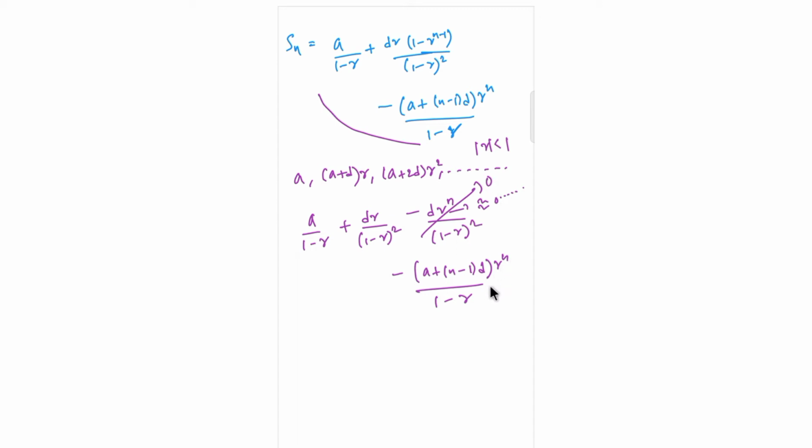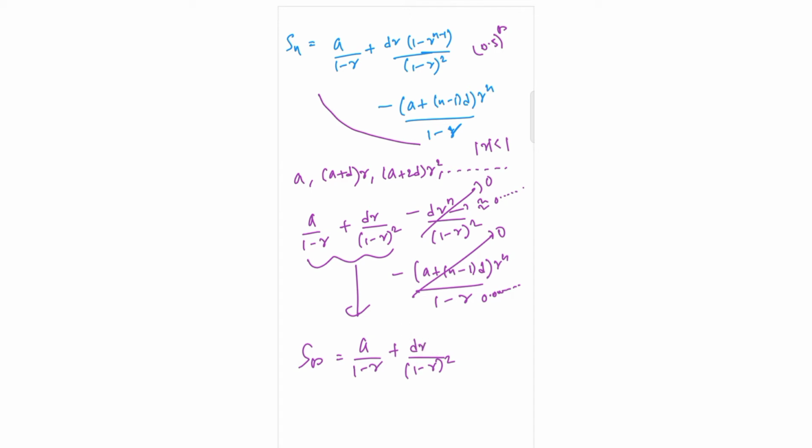Also r power n is 0.000 something. If I take mod r to be 0.5 and power infinity, it's almost converging to 0. So it's 0 into this, it's completely 0. So whatever you are left with is a by (1 minus r) plus dr by (1 minus r) whole square. This is what you want to get. So this is S infinity.